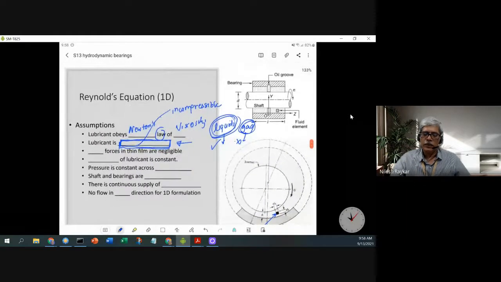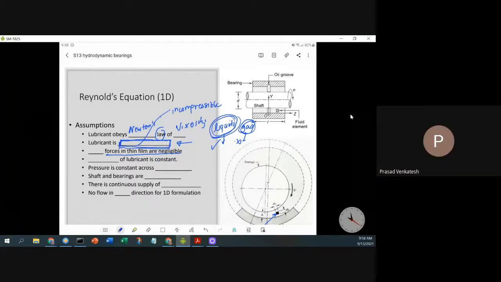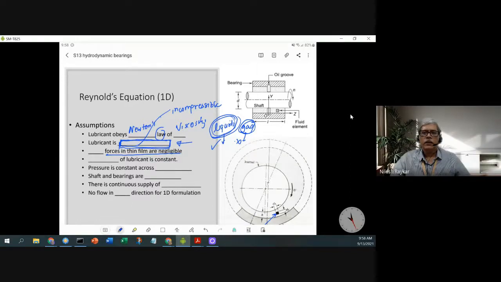Which forces are negligible could be an assumption of Reynolds. So on this particle, what other forces are there which we are ignoring? The weight. Body force. Okay, somebody said weight. So weight is one part. That is gravity, or the weight of the particle, is ignored.